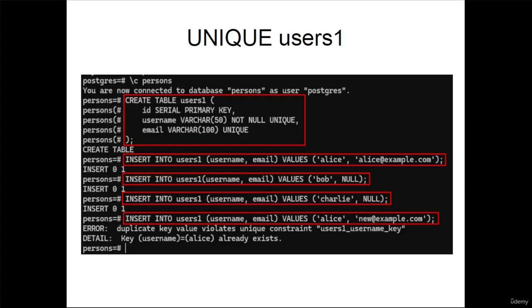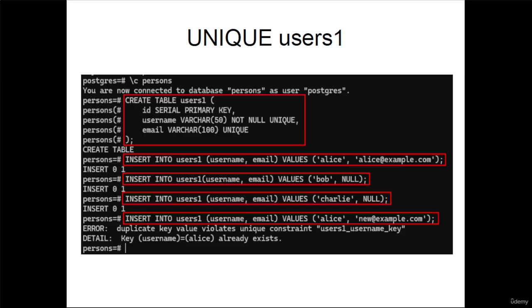The individual unique constraint on username ensures that each username appears at most once in the table. There can only be one row with username equals Alice. The individual unique constraint on email ensures that no two rows can have the same non-null email address. Alice at example.com can only appear once, but multiple null emails are allowed.